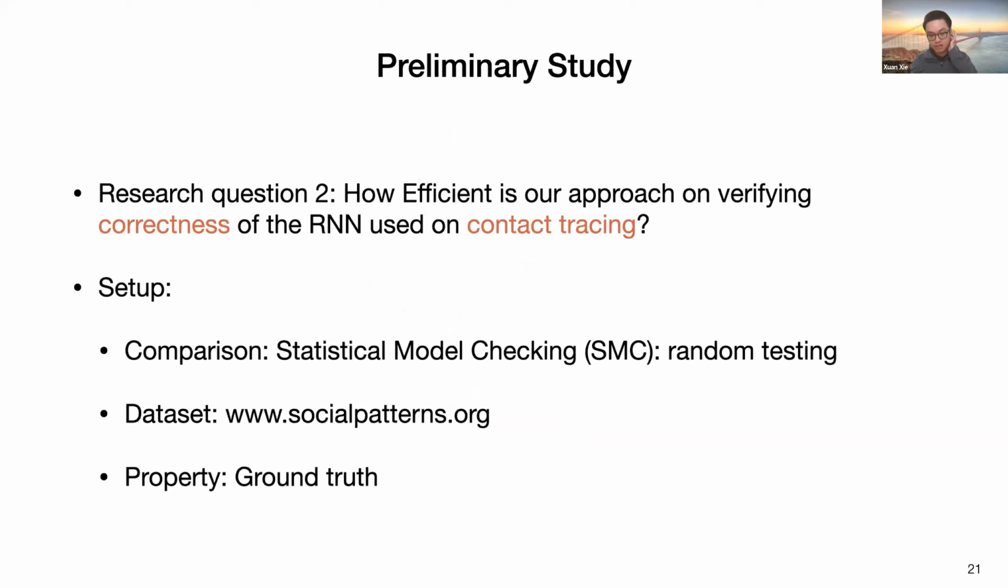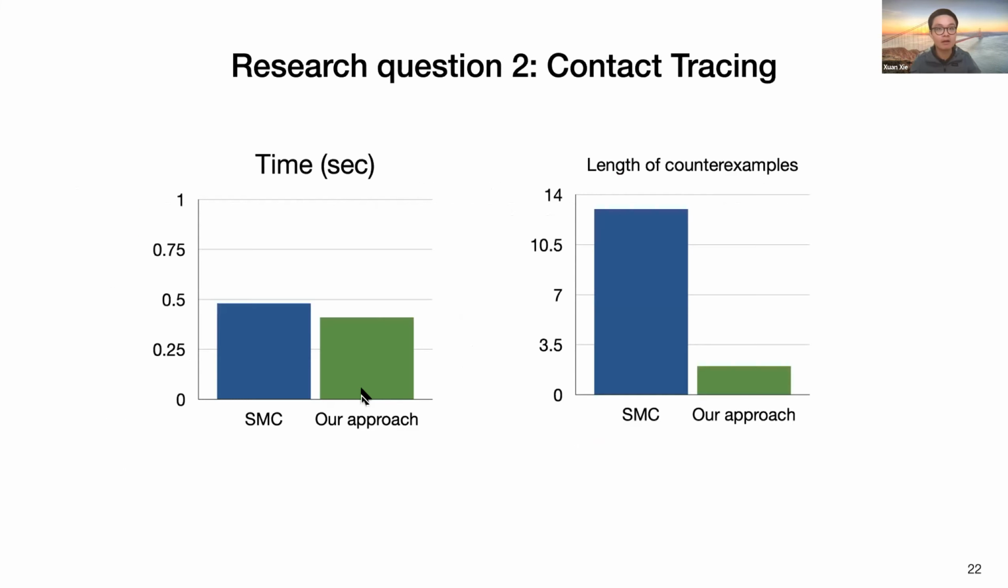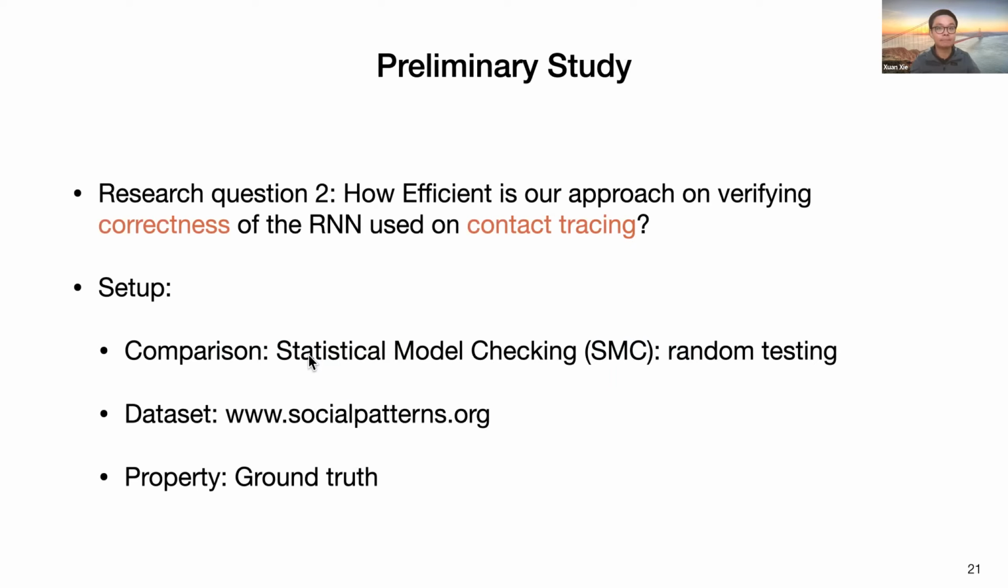The second research question is the efficiency of our approach on verifying the correctness of RNNs used in contact tracing. The RNN we use here is supposed to learn the trace pattern and identify whether a given trace is in contact with suspicious cases. We also compare with statistical model checking, which essentially is a form of random testing. We run the experiment on a social patterns website, which contains information about human interactions in public places, like hospitals and schools, presented as a graph. For the property, we use a DFA that accepts all possible paths in the graph, which allows us to check whether the RNN learned unwanted traces.